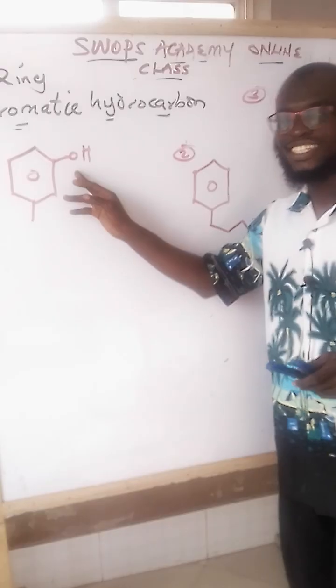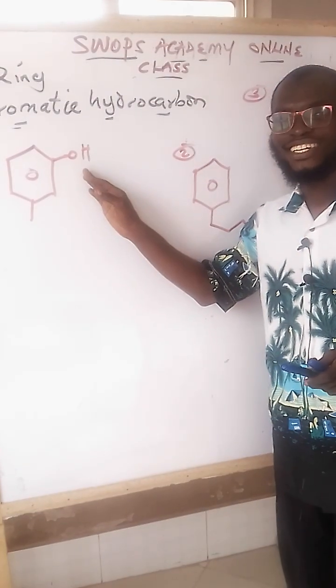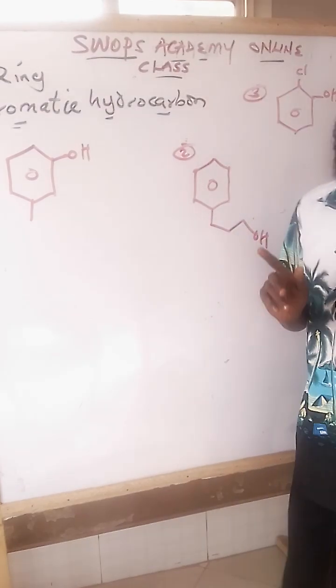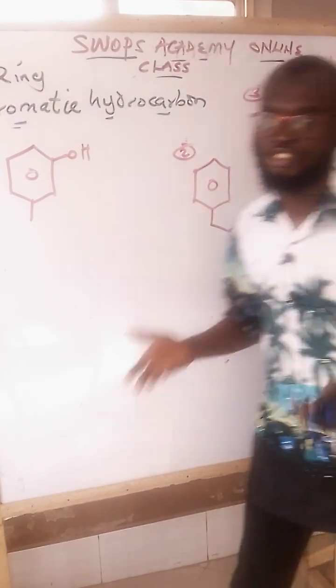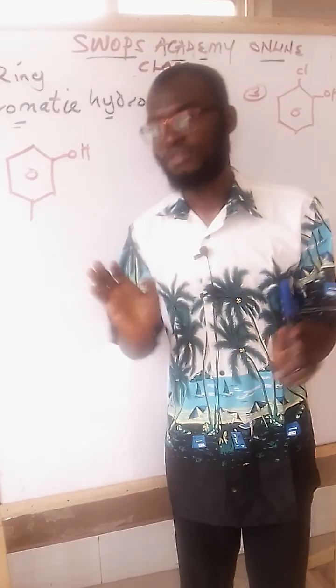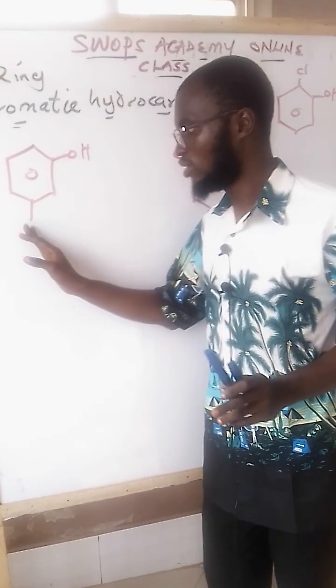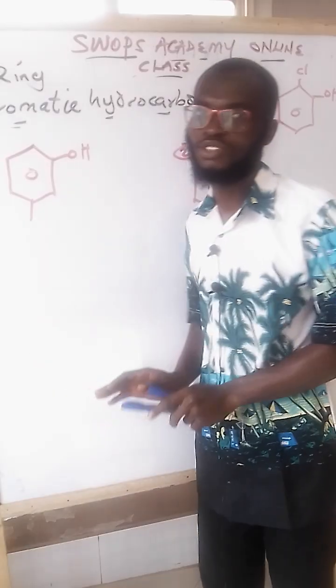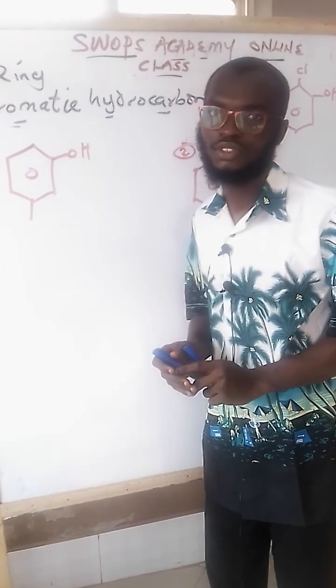Check. What are we seeing here? We are seeing OH attached directly to this particular benzene. That is the rule for knowing if a compound is phenol or not. Don't just leave this one. I still see you are still battling on that, but let's firstly do this first.